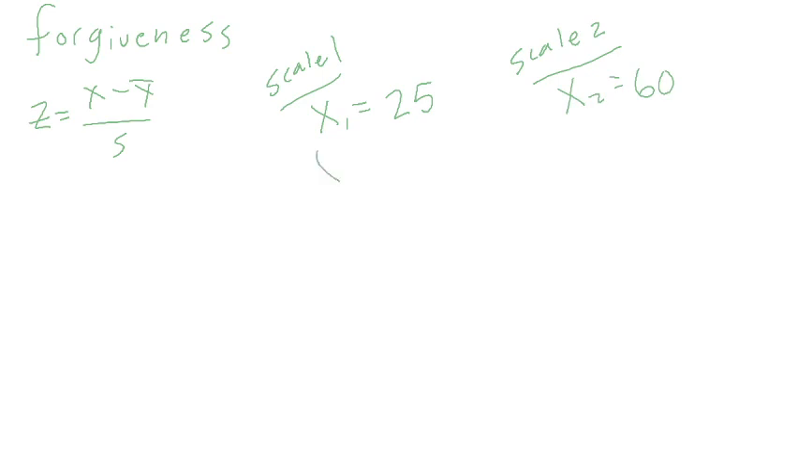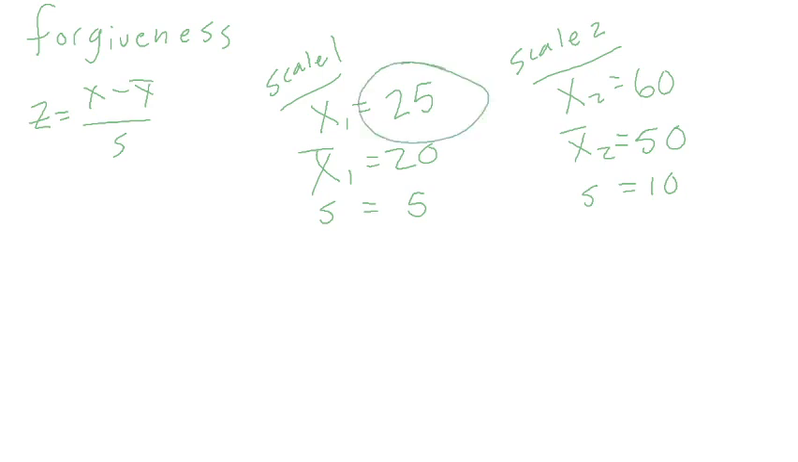Maybe on scale 1, the mean of all of our forgiveness scores is equal to 20, but on this scale, the mean is equal to 50. And let's even throw standard deviation in here. Let's say we have a standard deviation of 5 here and a standard deviation of 10 here. So we have two different scores on two different scales. Maybe we want to know if we perform similarly on each of these scales, because our scores themselves are different. These are different scores. So let's go ahead and consider this.